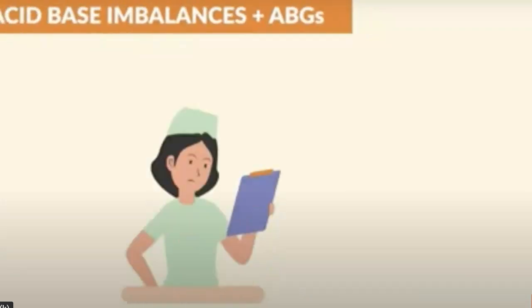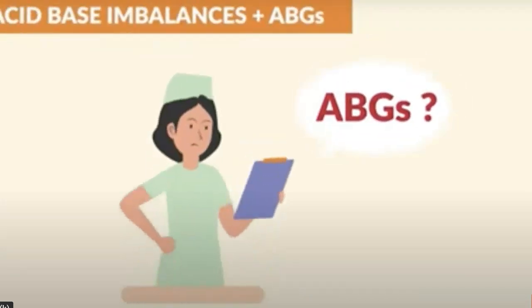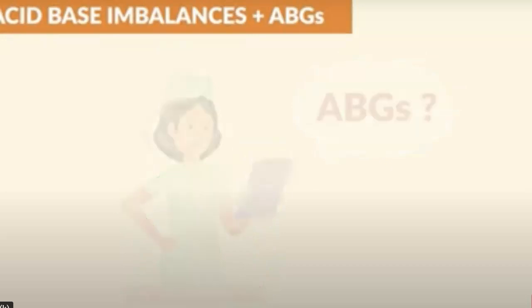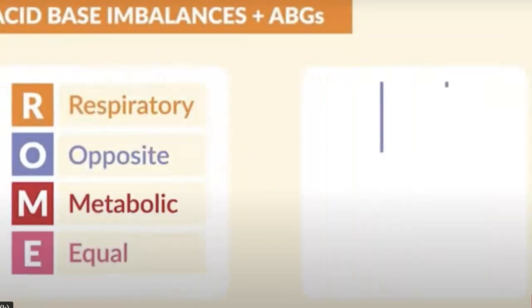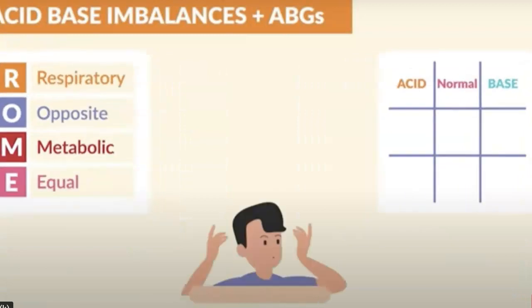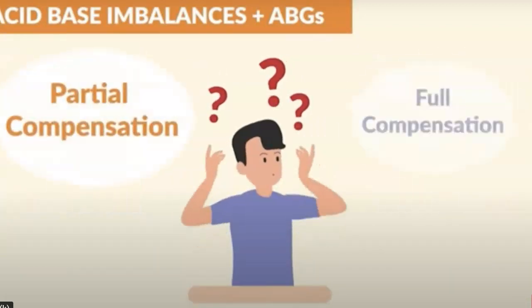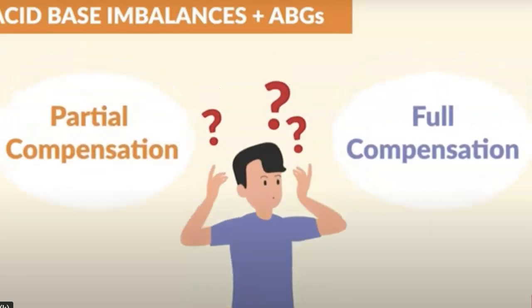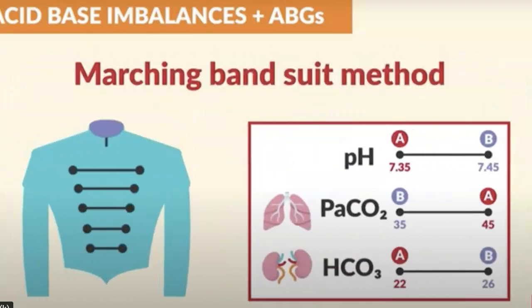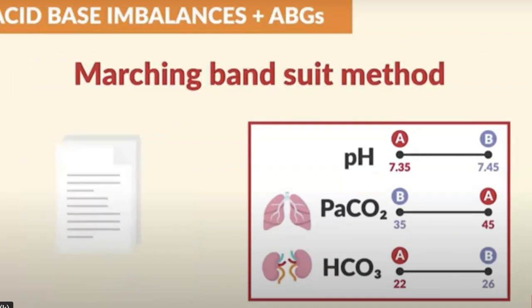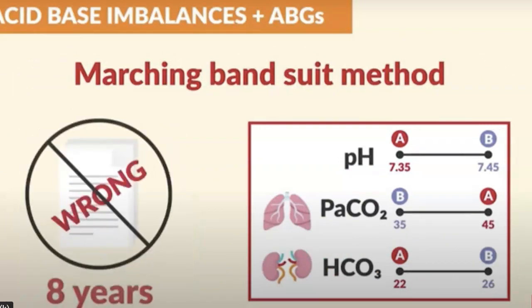Okay, now part 2 of this video showing you how to solve those darn ABGs. Now, a lot of students and instructors use the ROME or tic-tac-toe method, but that can get really confusing, especially when we get into partial versus full compensation. So I personally created the marching band suit method for myself during nursing school and have never gotten a question wrong in over 8 years now.